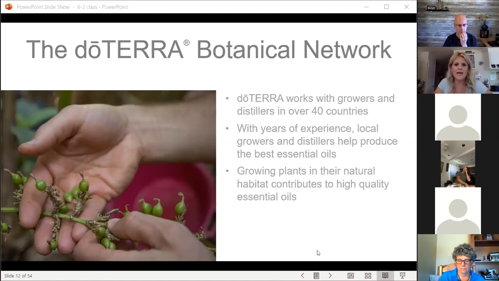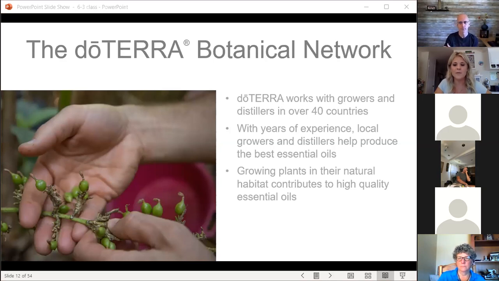So our botanical network, we have so many different growers in over 40 countries. We want to avoid any pitfalls that come with growing and distilling. In the essential oil company, doTERRA has created a global botanical network that can support the constant demand for our essential oils while using safe and reasonable practices.